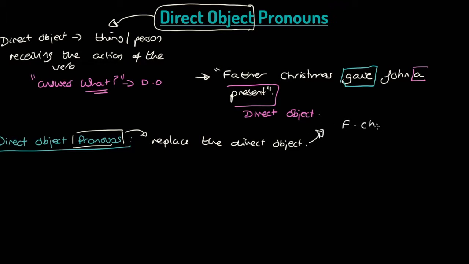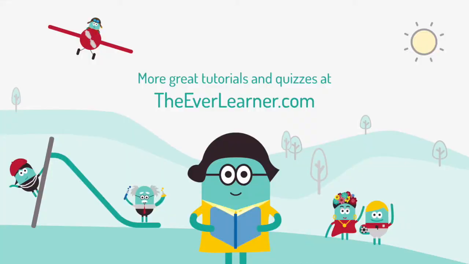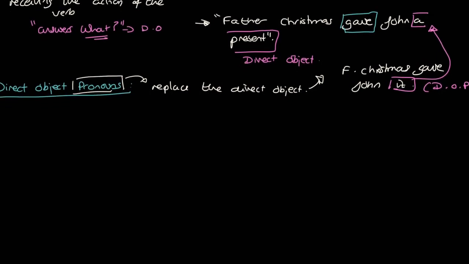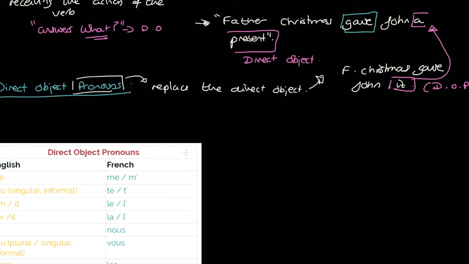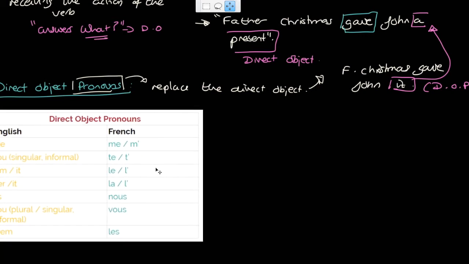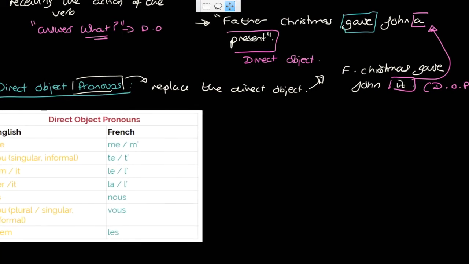So Father Christmas gave John it. It is replacing the present, and that is my direct object pronoun. Okay, so it's to save this repetition. So there's a few of them, because we have different things that we could have, and we do need to be aware of these. So let's take a little look at this. Let's bring that up. So here we've got the English, we've got the French alongside it. Okay, and we're going to look at how we use these.